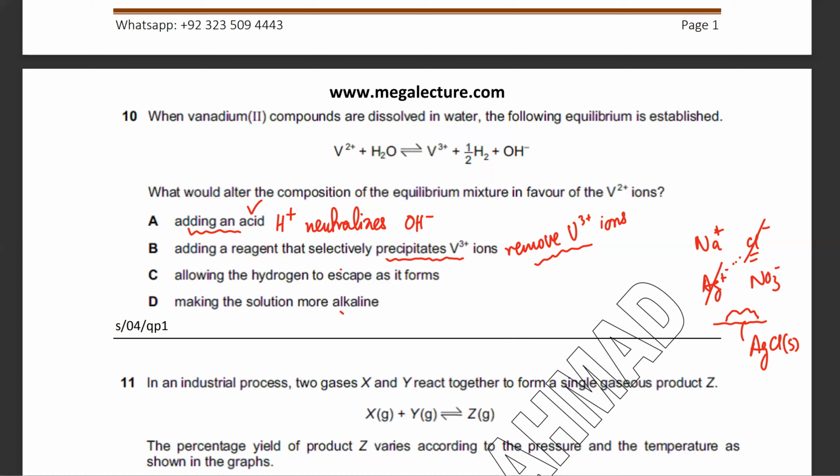Okay, so the last answer is: making the solution more alkaline. What does more alkaline mean? You're adding more OH ions. Alkali means OH ions, so you're adding more of them. If you increase OH ions and make it more alkaline, what it will do is try to decrease it. How will it try to decrease it? It will convert the OH ions back into something else, removing OH ions, converting OH ions into water. So that is what we are looking at, because he said in favor of V2 plus ions, so V2 plus ions will be formed. So option number D is the correct one. Okay, is that clear? Yes, sir.